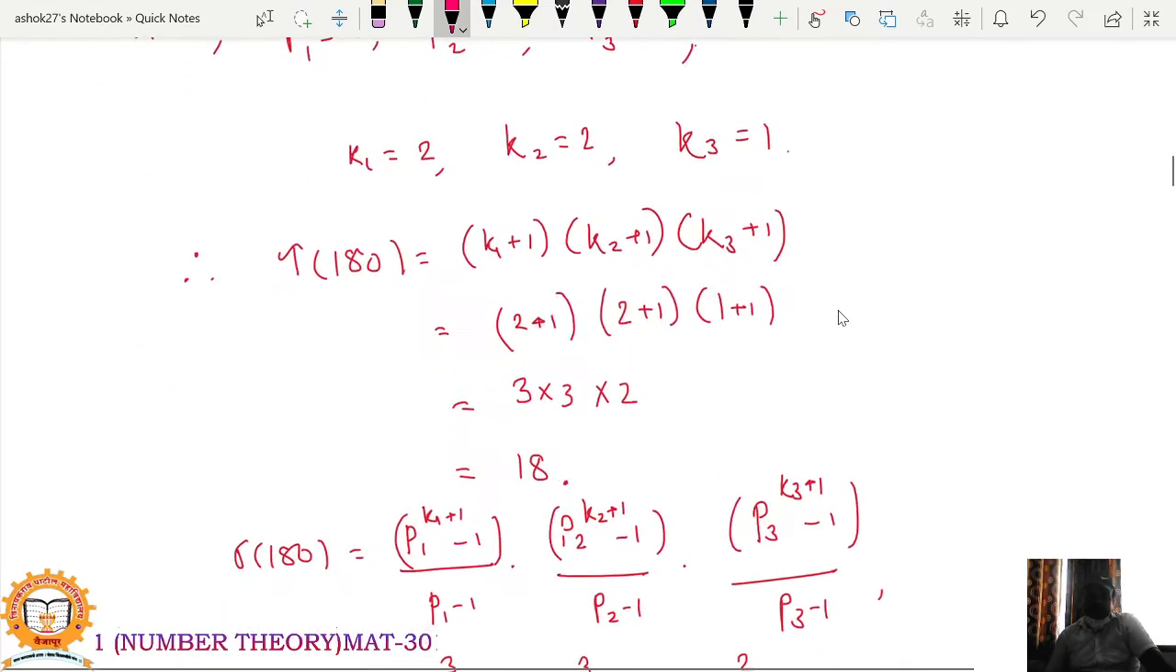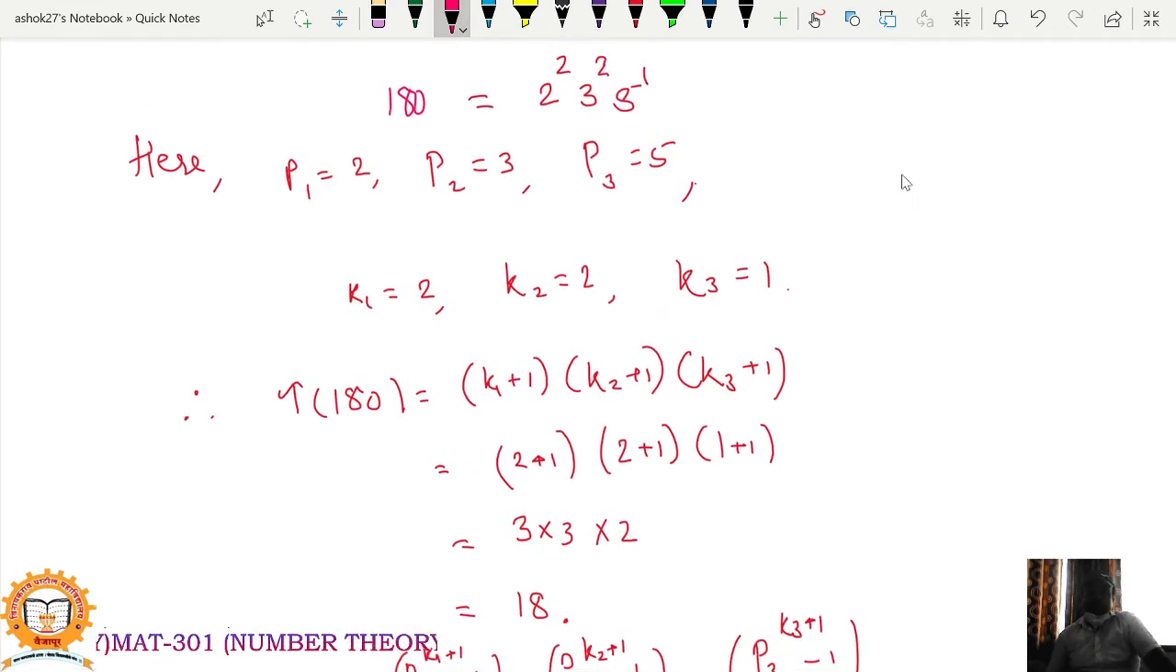So just you have to use the previous theorem. So here, that is equal to p1 raised to k1, p2 raised to k2, and p3 raised to k3. So use the previous theorem for k1 equal to 2, k2 equal to 2, and k3 equal to 1, and p1 equal to 2, p2 equal to 3, and p3 equal to 5. So you'll get tau n. What is tau 180? That is (k1 plus 1) into (k2 plus 1) into (k3 plus 1).